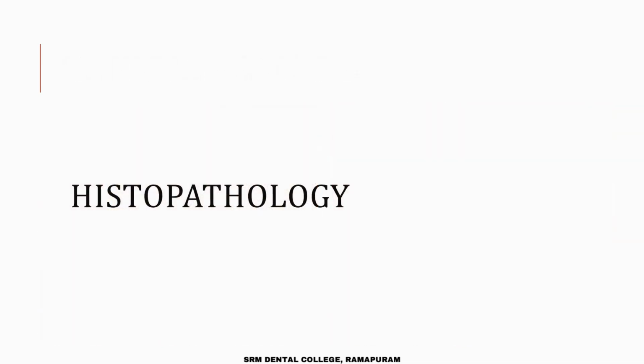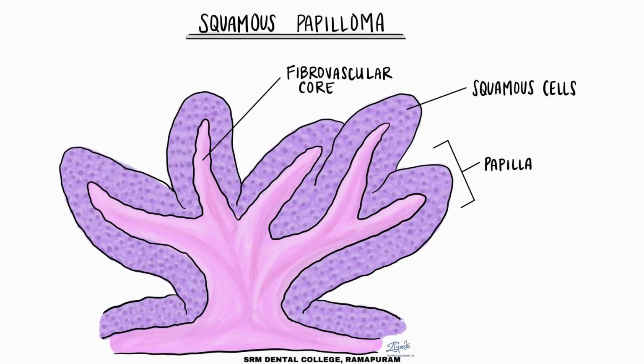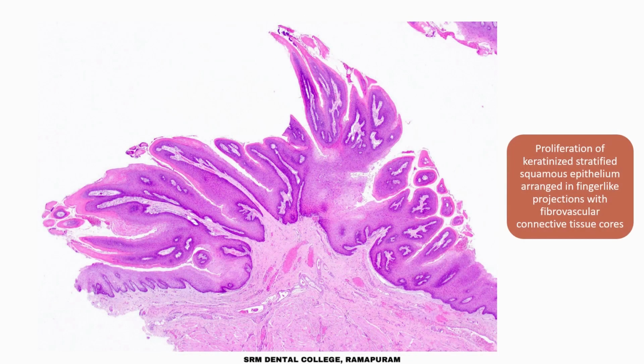Coming to the histopathology, on histopathological examination, numerous key features can be noted. Squamous papillomas are characterized by proliferation of keratinized stratified squamous epithelium arranged in finger-like projections with a thin fibrovascular core. So your squamous epithelium is going to be showing proliferation and they may be arranged in numerous finger-like projections with a thin fibrovascular core. If you look at this histopathological section, we can note that the epithelium shows proliferation and it has been thrown into numerous finger-like projections with a thin fibrovascular core.